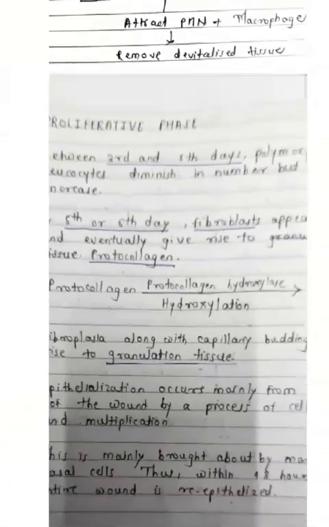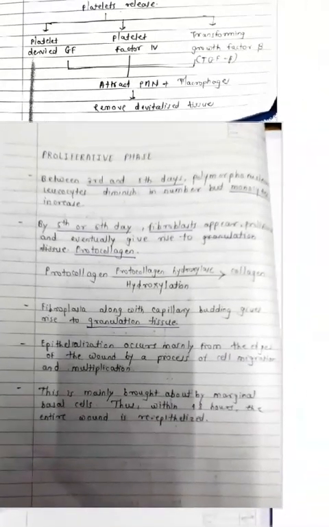Now second phase, proliferative phase. You can further divide this phase into two phases, that is phase of epithelialization and phase of granulation tissue formation. So what is proliferation? As the name suggests, in the proliferative phase there will be proliferation of something, but what? There will be proliferation of fibroblast.